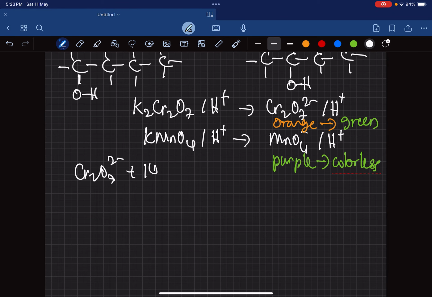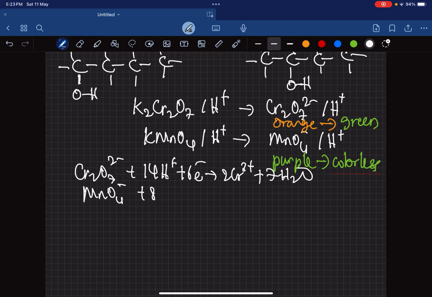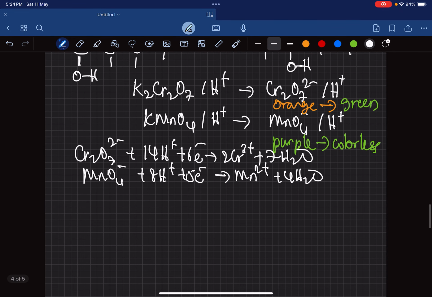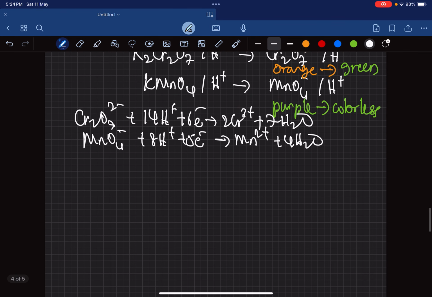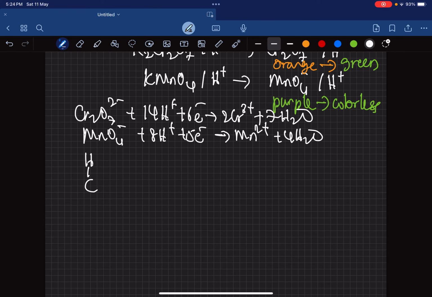Cr2O7 2-, 14 hydrogen ions plus 6 electrons, you get 2 Cr3+ plus 7H2O. And then MnO4 minus plus 8H+ plus 5 electrons, you get Mn2+ plus 4H2O. These 2 are from the SRP table. But for a primary alcohol, when we write the redox equation, many of you ask me, sir, when I write the redox reaction, can I write it this way? No, you must write it the way I'm showing you now.